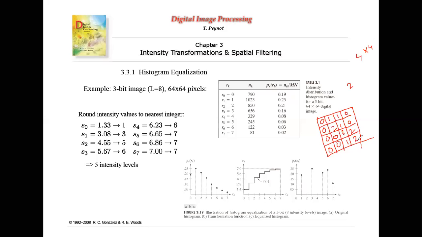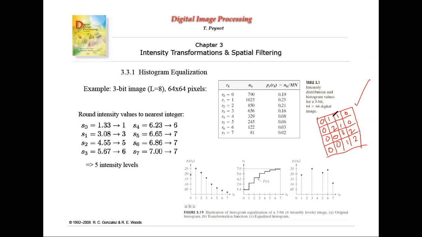Now can you tell me the histogram of this particular image? Somebody tell me the histogram, just to have a feel of it. What does my x-axis contain in this particular image?